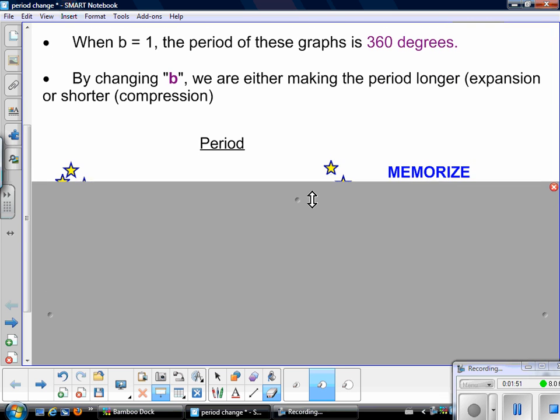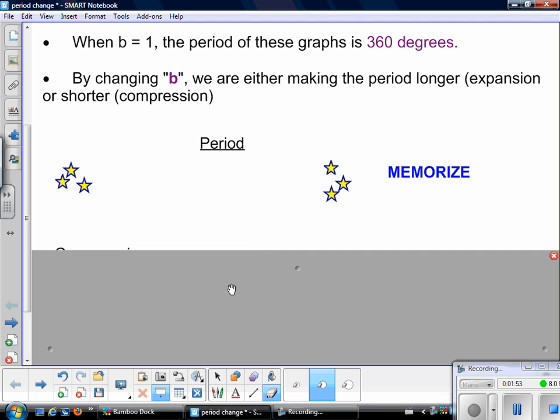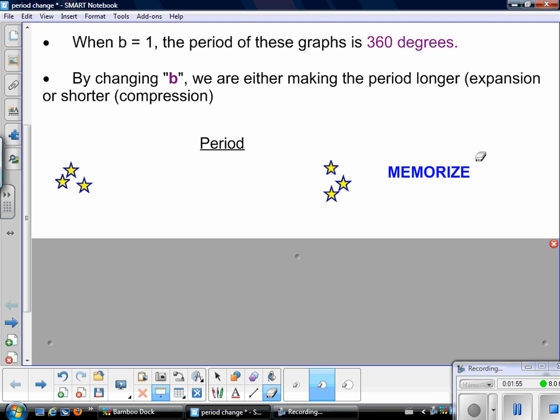And so the first thing we want to talk about here is period. You notice I have memorize. Very rarely do I tell you to memorize anything, but this is something that you should. So the period is always going to be 360 divided by that b value.